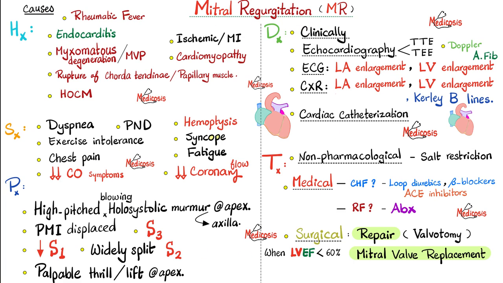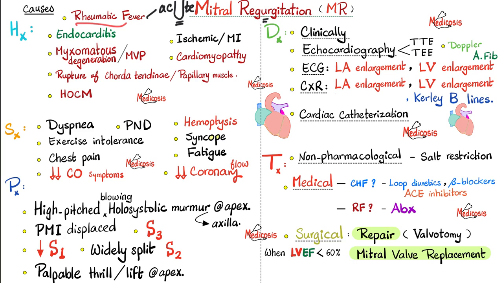The causes of mitral regurgitation. Rheumatic fever is a cause. Acute or chronic? Usually acute rheumatic fever. Remember, acute with a U is regurg with a U. But chronic is stenotic. Chronic rheumatic fever is more likely to cause mitral stenosis, whereas acute rheumatic fever is more likely to cause mitral regurg. Endocarditis can lead to mitral regurg.